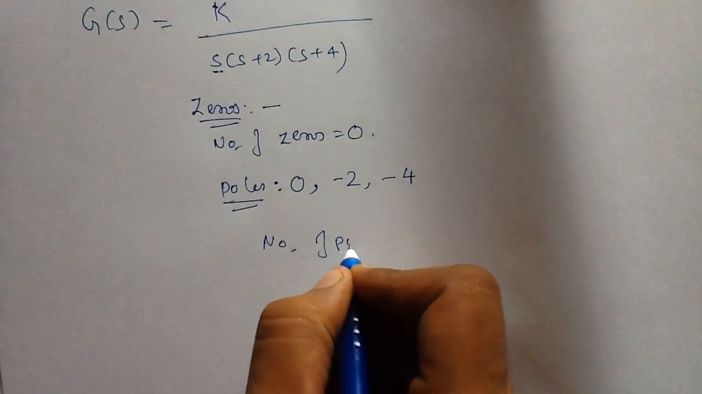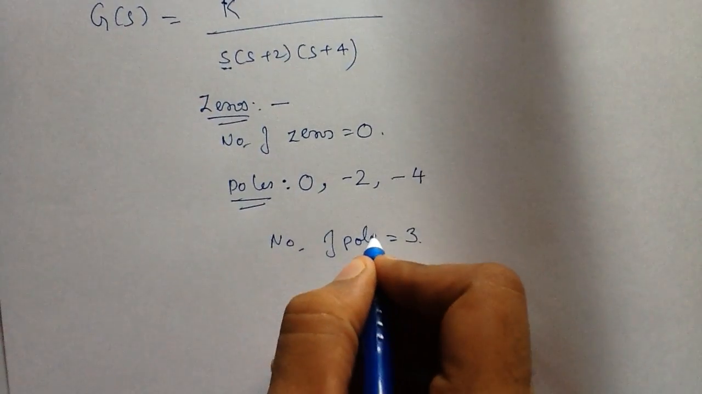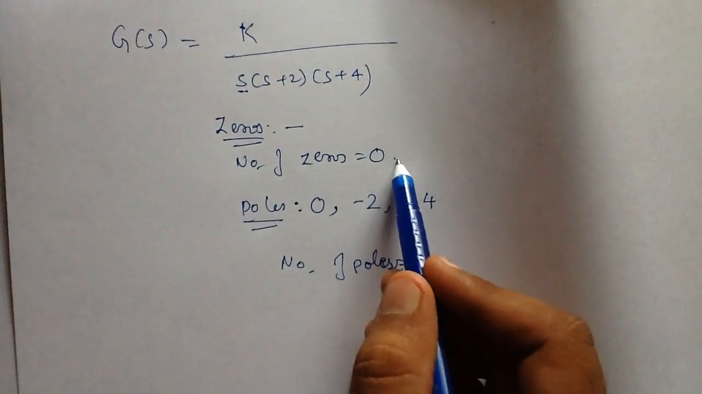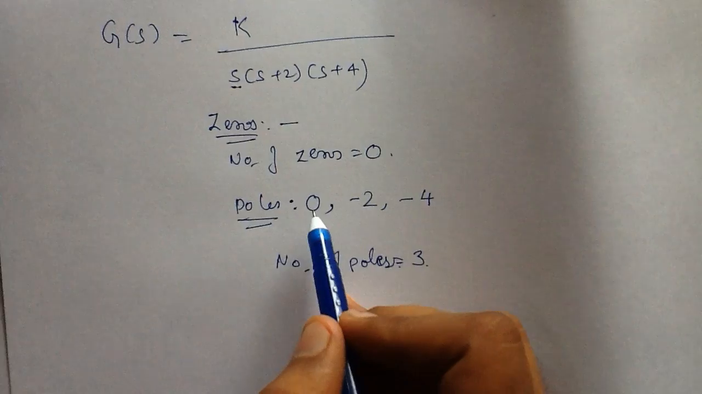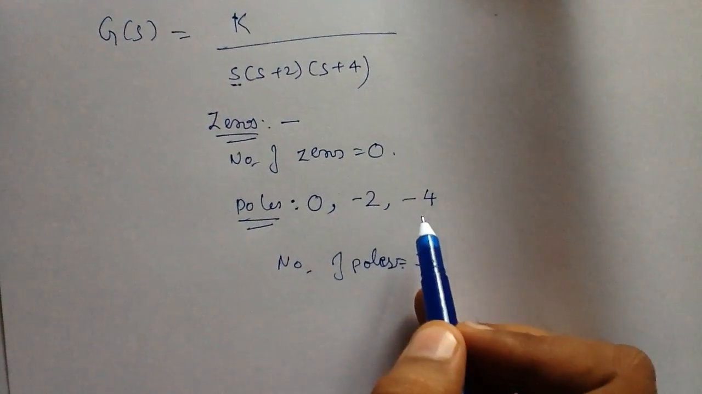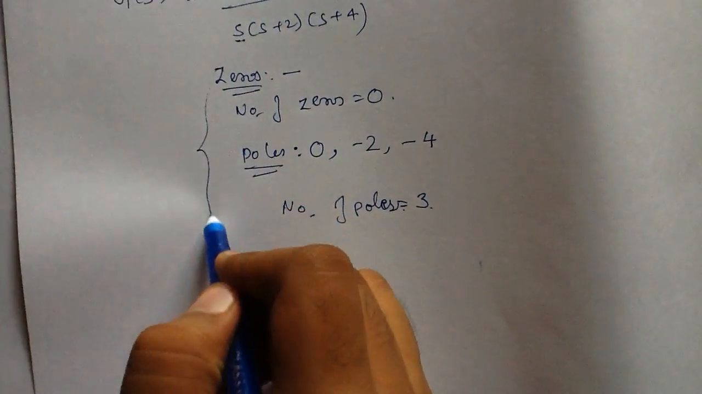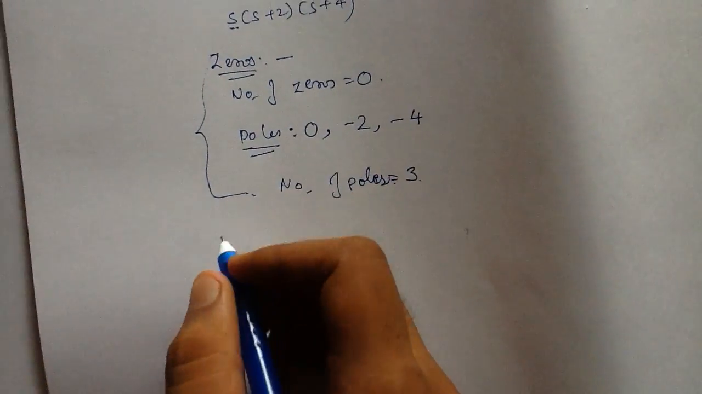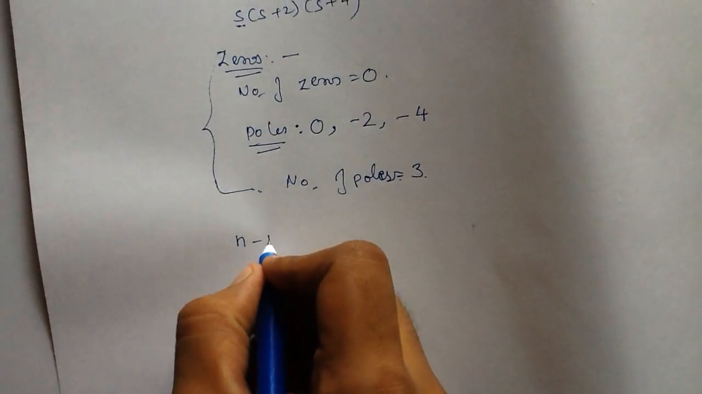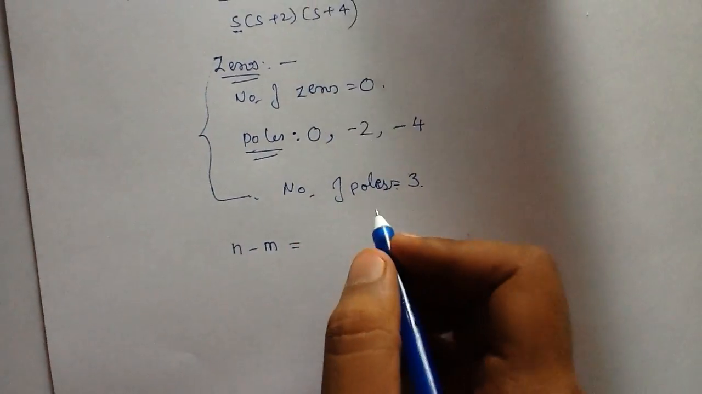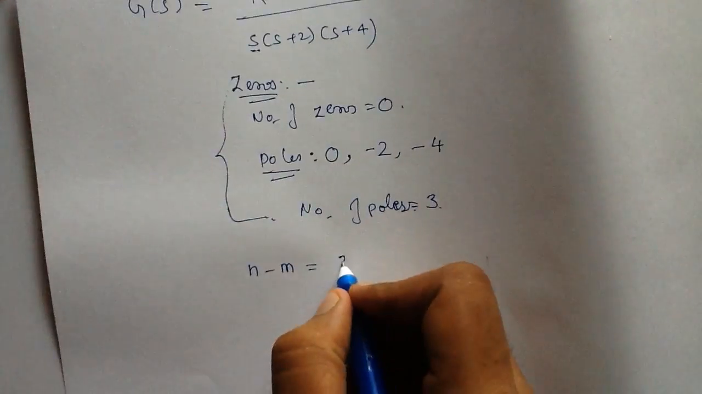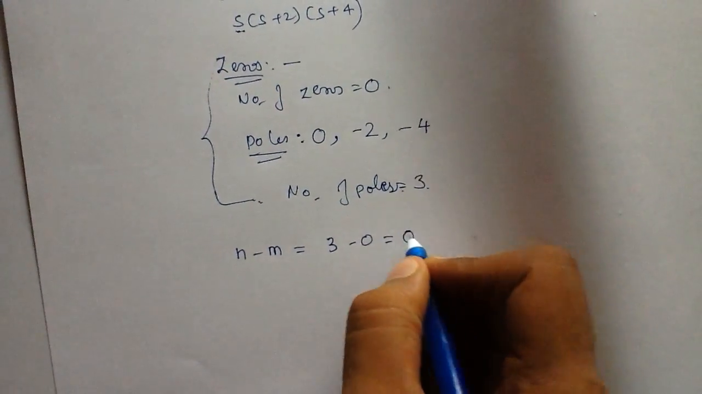So the number of poles is equal to 3, and the number of zeros is equal to 0. We have the poles, that is 0, minus 2 and minus 4. So now we have found the zeros and poles of the transfer function. Now let us find n minus m, which is the number of poles minus the number of zeros. So 3 minus 0 is 3.